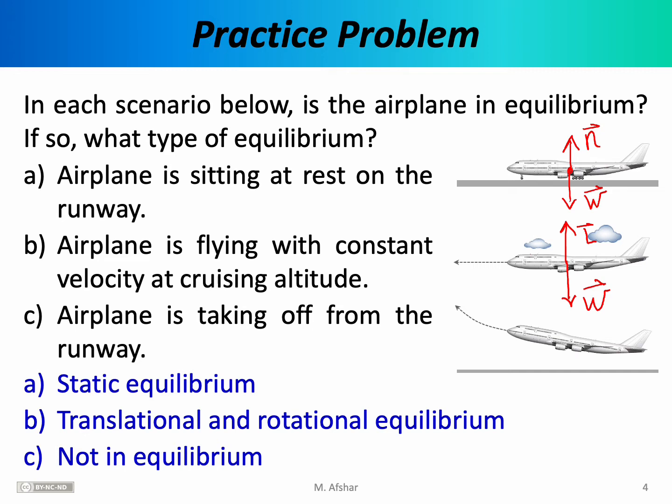There are forces that are acting on the airplane. There are also torques that are acting on the airplane. As the nose of the airplane rises, you can see that the airplane is gently rotating relative to its center of mass. So in this final scenario, there is no equilibrium.